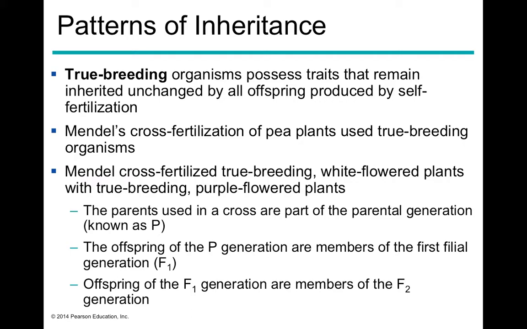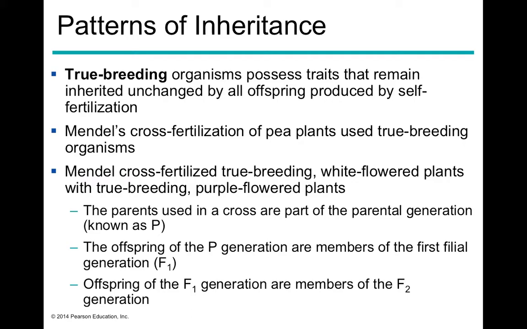We would now call them homozygous recessive, and what that means is that we know now that they have 2 copies of the white gene, or white flower gene, which would make it true breeding, in that it would never end up with anything other than white offspring.